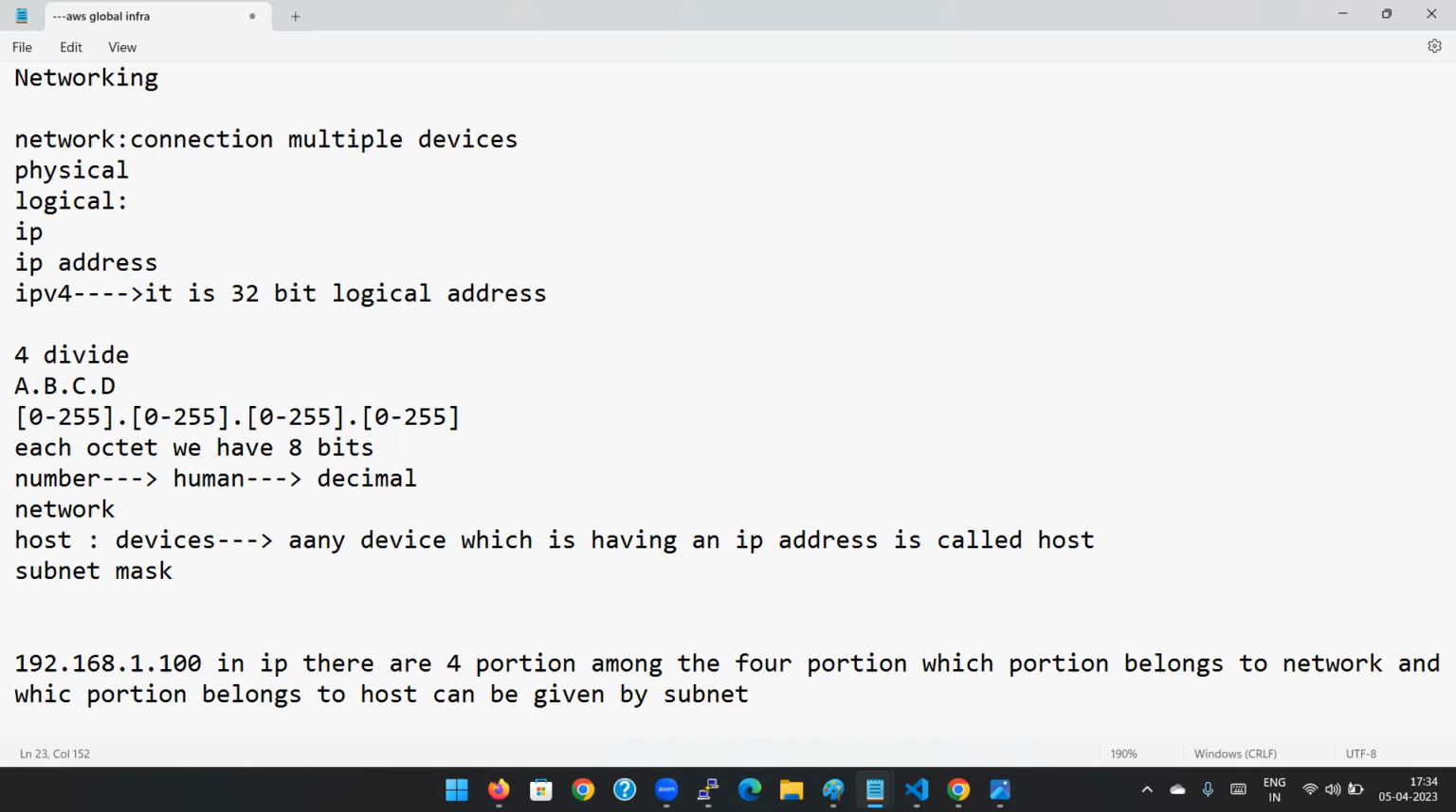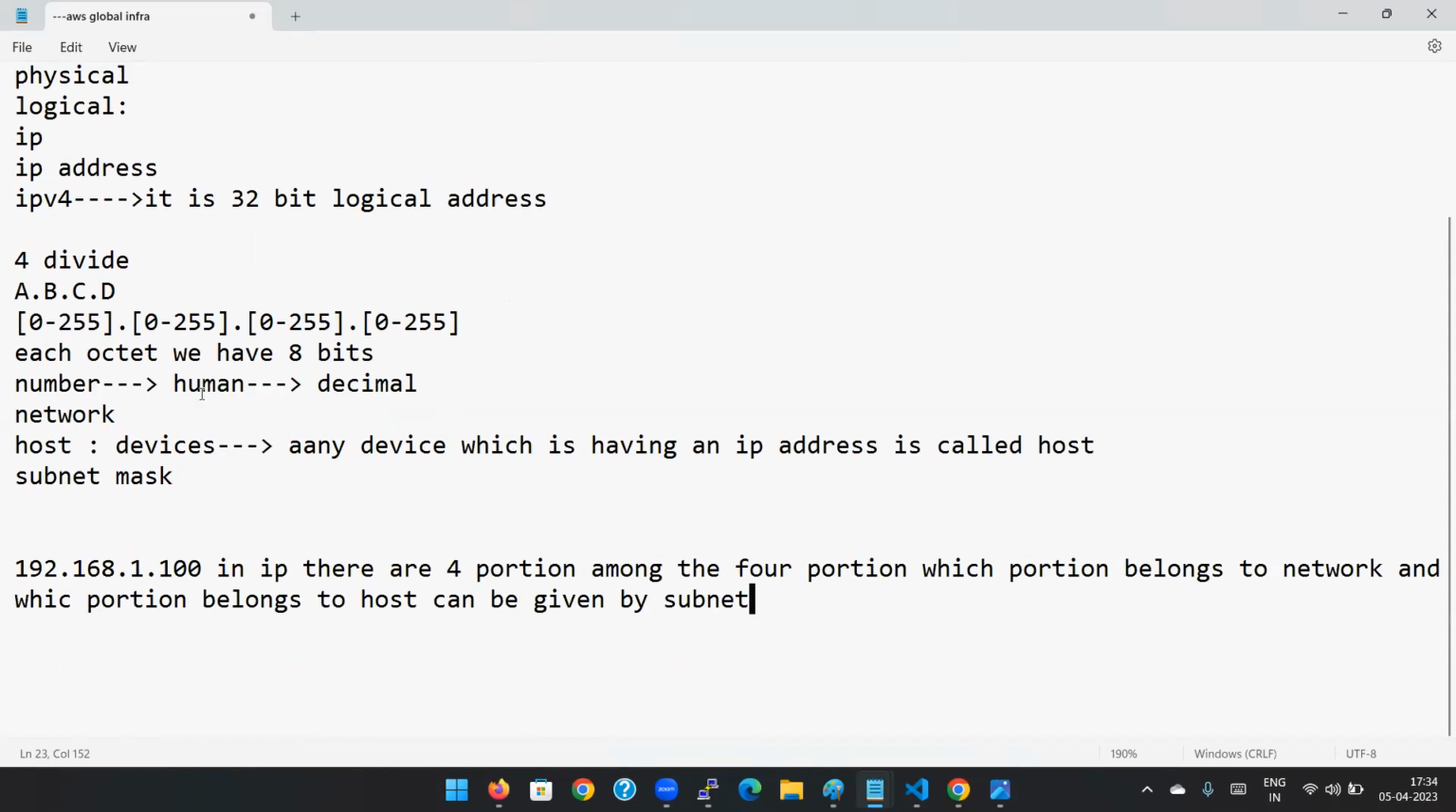How can I differentiate that? It is very simple. Now, what is 255? As I said, 255 means all ones in an octet, in the decimal format, right? For example, 192.168.1.100. This is the IP address that I am giving.